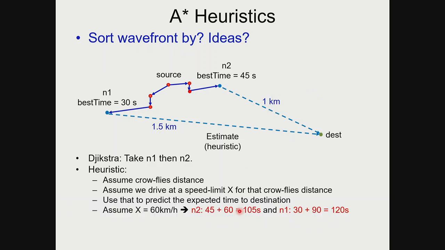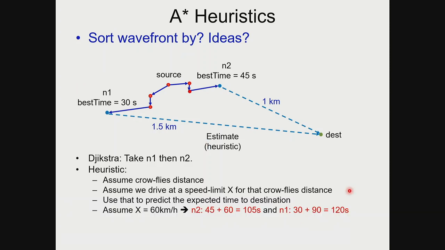60 seconds. On top of the 45 seconds that we already know is the best time to get to N2, that would tell us that to get from the source to the destination through N2, it's going to take us overall 105 seconds. While for N1, it's 1.5 kilometers away from the destination. So we divide that by the 60 kilometers per hour, and that's around 90 seconds. On top of the 30 seconds, that's 120 seconds.